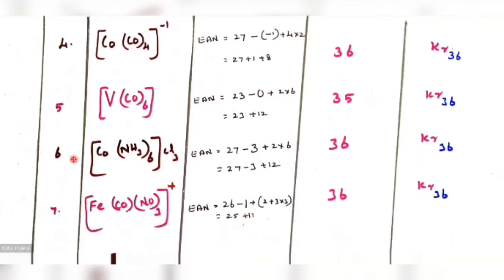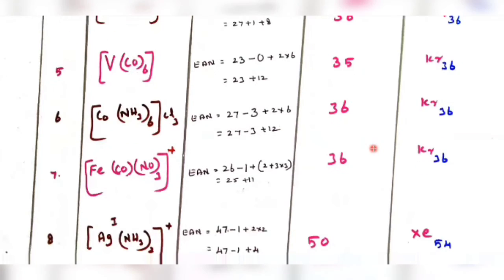Next, Co(NH3)6 Cl3, with 3 counter ions outside. Just see only the ligands and the central metal ion. The atomic number of cobalt is 27. The valency is plus 3 because outside there are 3 Cl minus, so we get 3 plus. So 27 minus 3 plus, it is unidentate, 2 into 6, 12. So 36. It obeys the EAN rule.